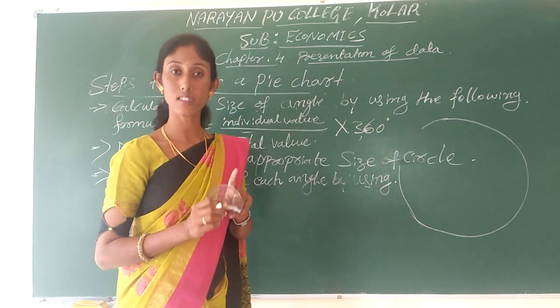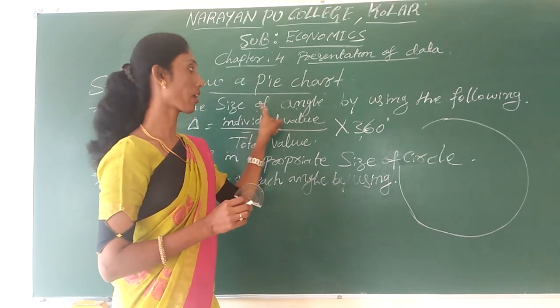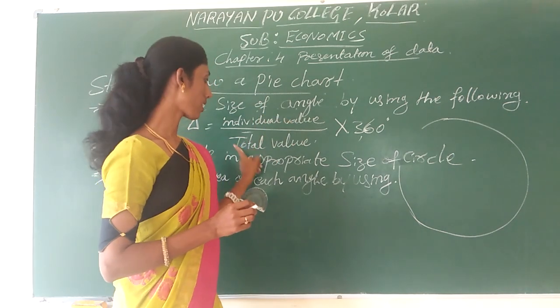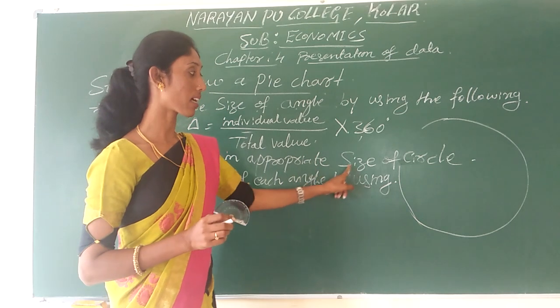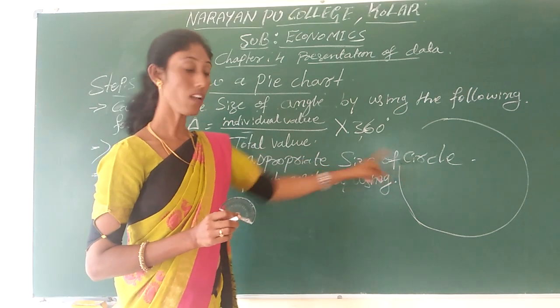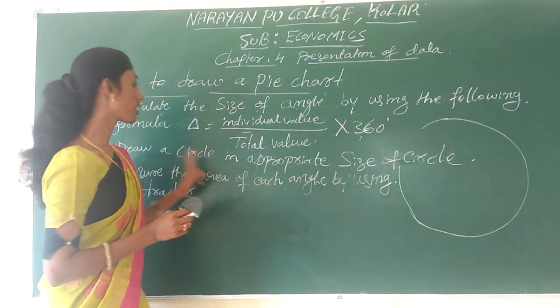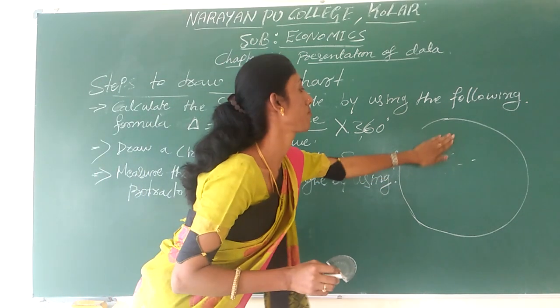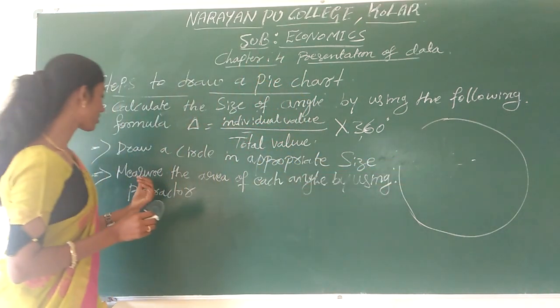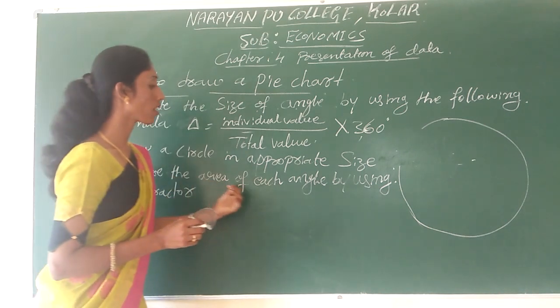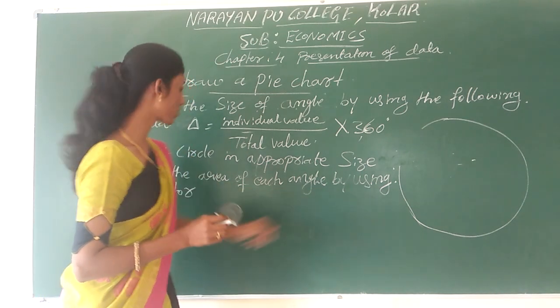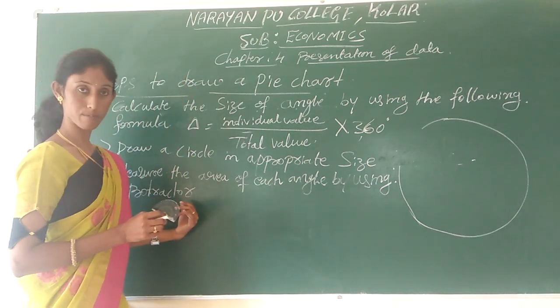This is the third step. First step, we need to find out the size of angle. Second, we need to draw an appropriate size of circle, or a circle in an appropriate size. Next, third step is measure the area of each angle by using the protractor.